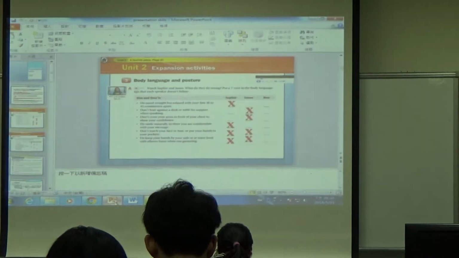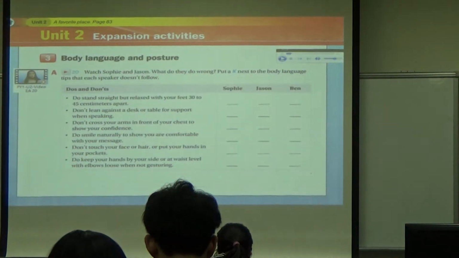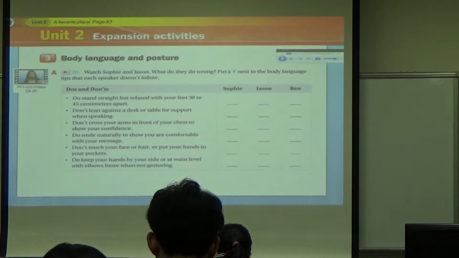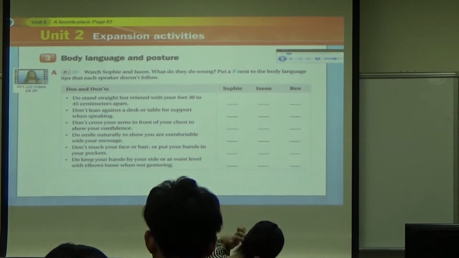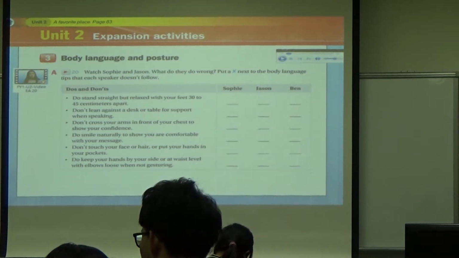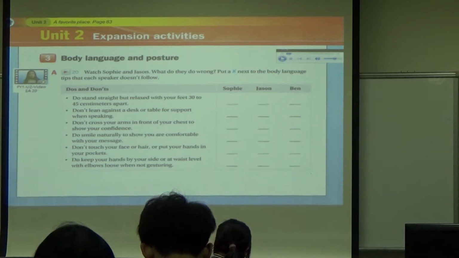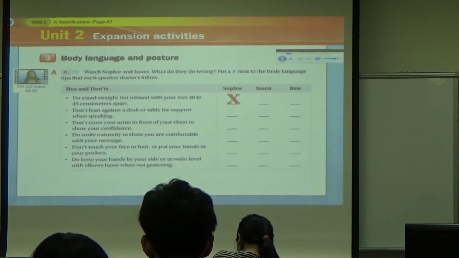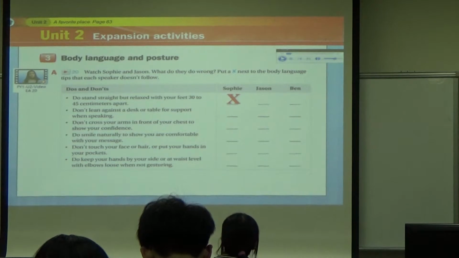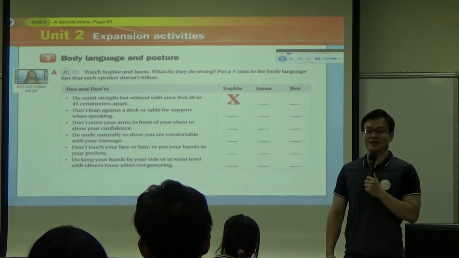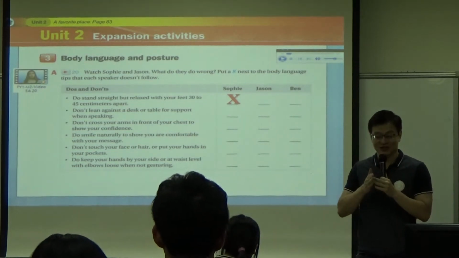Okay, so maybe we can compare answers all together. So how about the first one? In the film, did Sophie stand straight in a relaxed way with her feet 30 to 45 centimeters apart? No? Okay, so if you think she didn't do that, then you put an X here. And obviously, in the film, she stands like this, with her feet too close together.